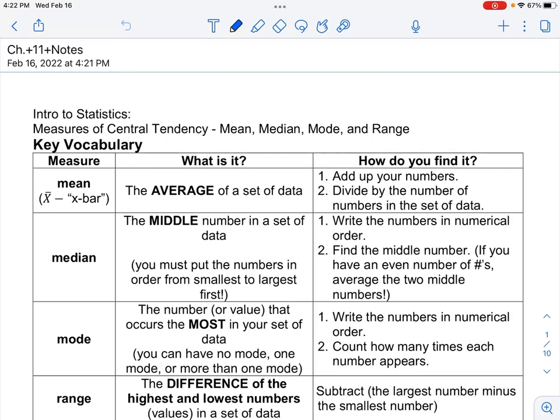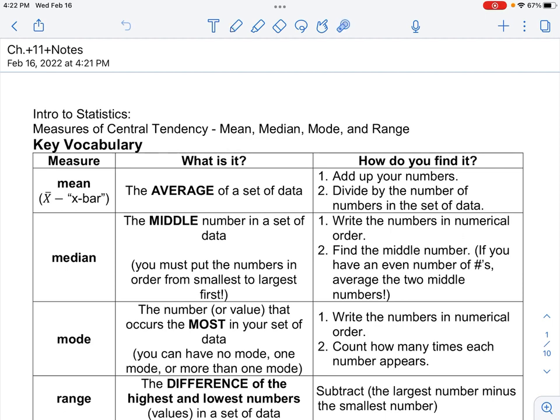Hello, today we are going to begin our intro to statistics with the measures of central tendency. This is our mean, median, and mode, and range isn't necessarily a measure of central tendency, but we usually pair it with the other three.